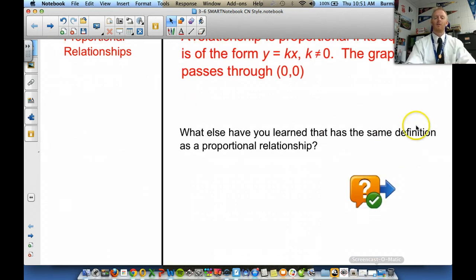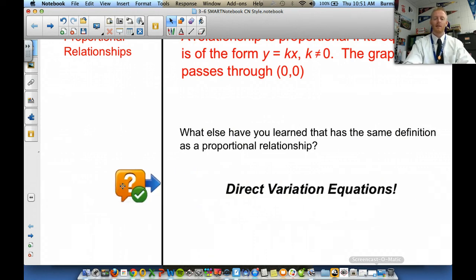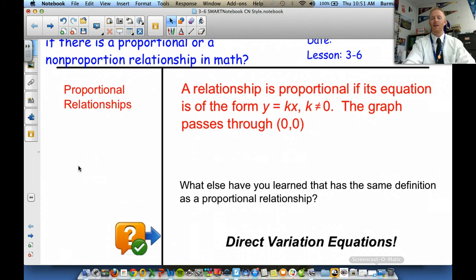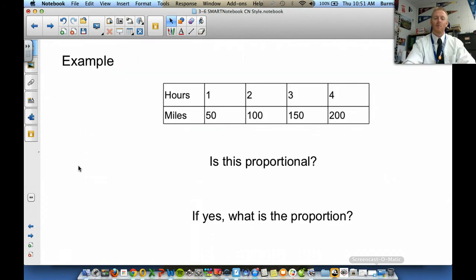So there's this little cool thing over here. I'm supposed to slide it over. What else have you learned that has the same? Oh, whoopsies, I already said that. So good thing that we know those things. I'm glad you guys are smart. Let's get on to the actual math.